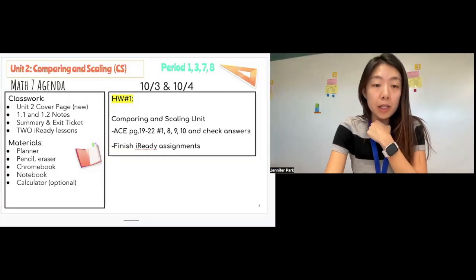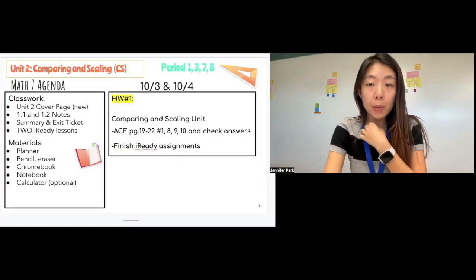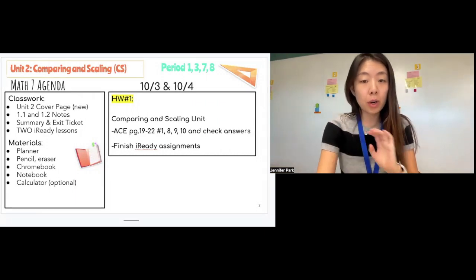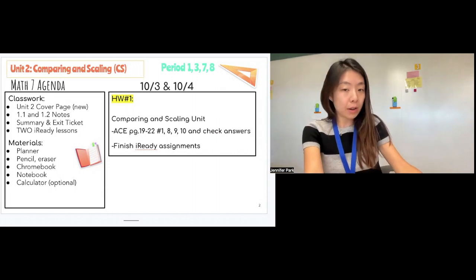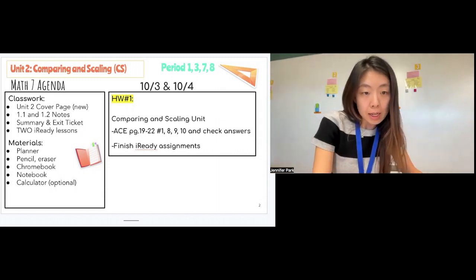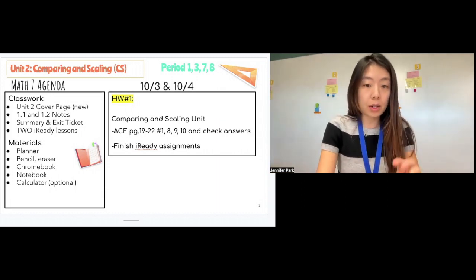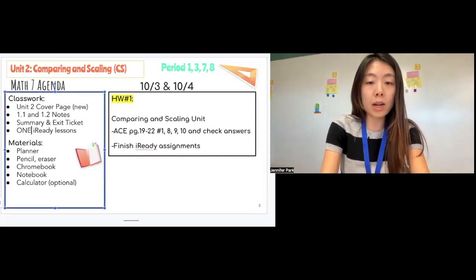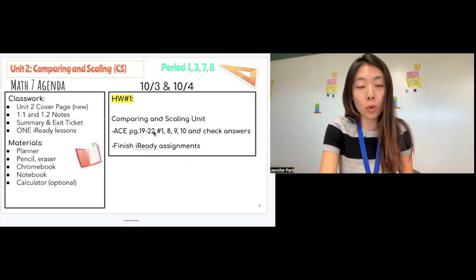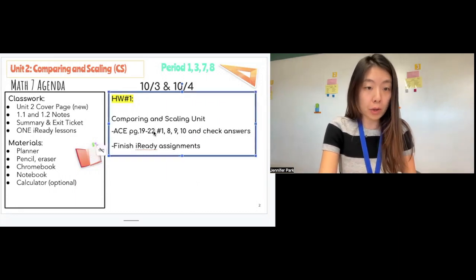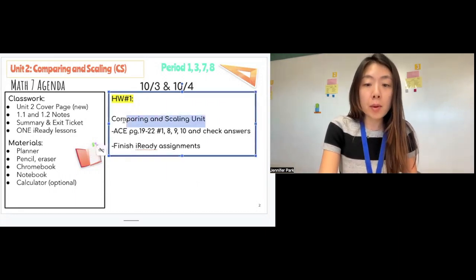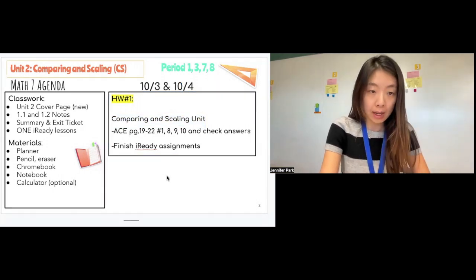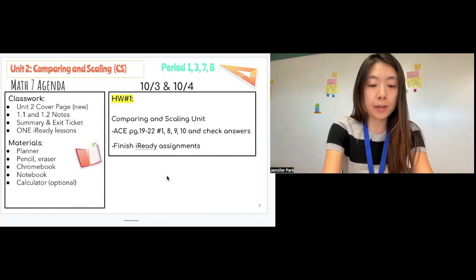All right, so let's look at our agenda for today. We're going to start by making a cover page. We're going to work on some notes together. There is an exit ticket at the end, and you're going to complete one iReady lesson. And then here's your homework. Make sure when you're looking for your homework in your textbook, remember that we're starting a new unit. So you've got to look for the Comparing and Scaling unit in your textbook.